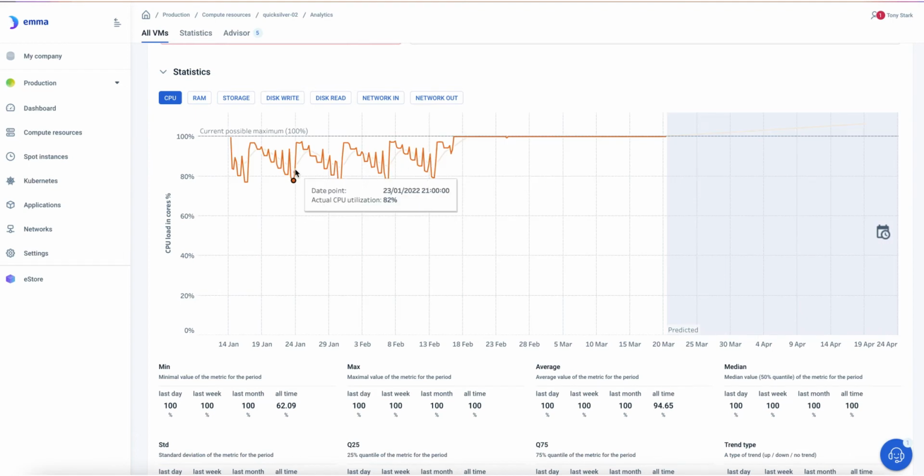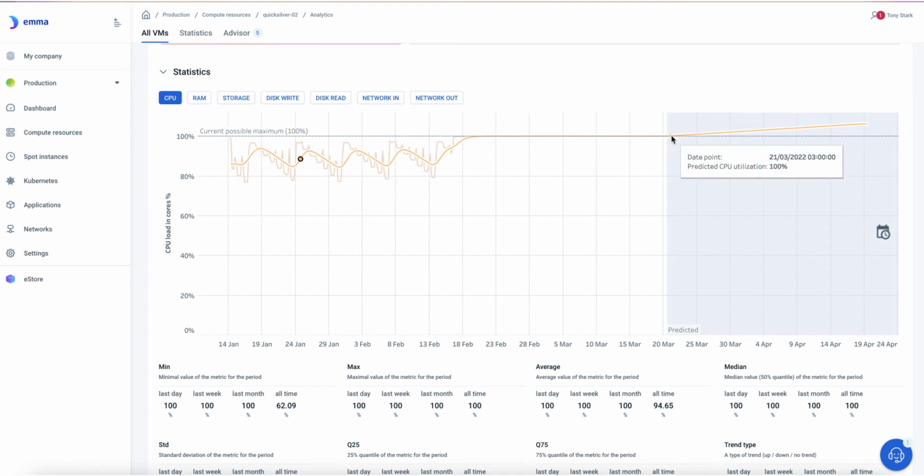On top of that, we have our own machine learning tool that builds the trend and then the predictions. And we do predict here on the right that the usage of our CPU starting from tomorrow will be higher than 100%. So it's 100% and then higher. So that's why we recommend to resize the CPU.